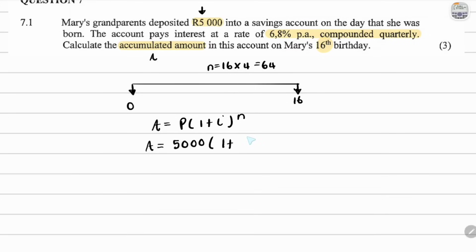So you can put that in decimal form straight away, which is 0.068. But remember, this is compounded quarterly. If you just put it like this, it's going to be compounded per annum, meaning it will only gain interest every year. So you need to divide it by 4 so that it gains interest every quarter. And then we raise it to the power of not just 16, but 64, since it's going to gain interest for 64 quarters, which is a total of 16 years.